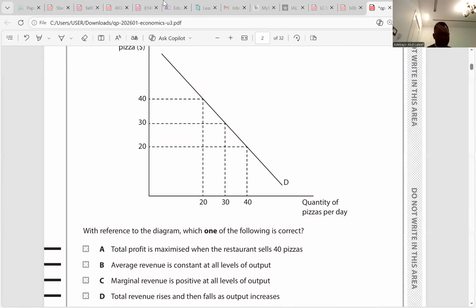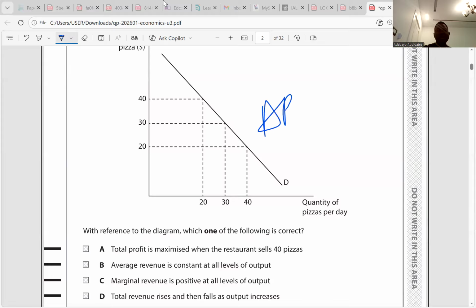So we don't know if it's making profit or not. So it's not A. Average revenue is constant at all levels. Average revenue can't be constant at all levels because average revenue is the same as price. AR is equal to P, and we have different prices here at different levels. AR is equal to D, so average revenue equals D, which equals price. So price is not the same at all levels, so B is not right.